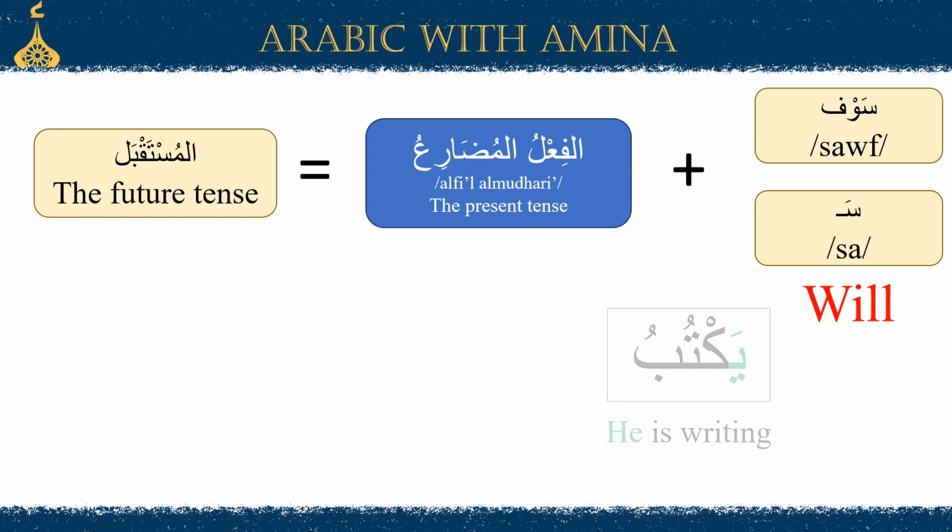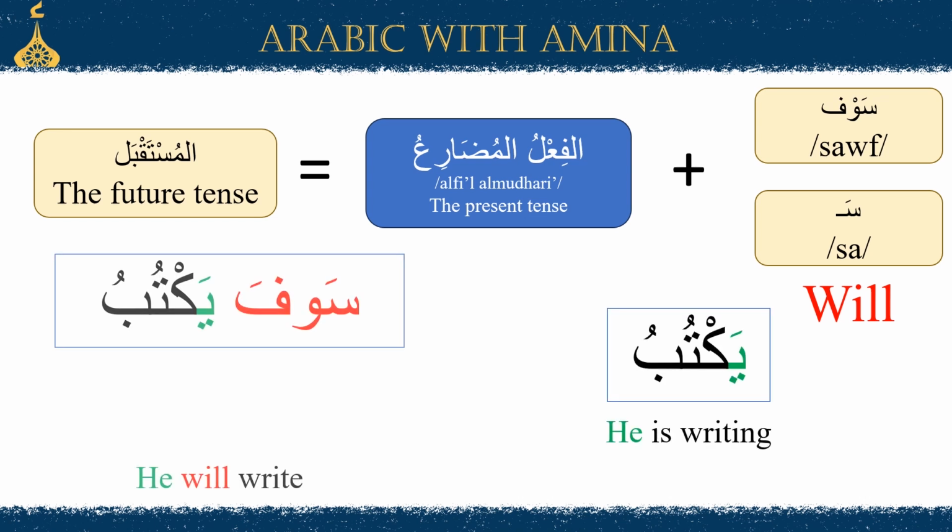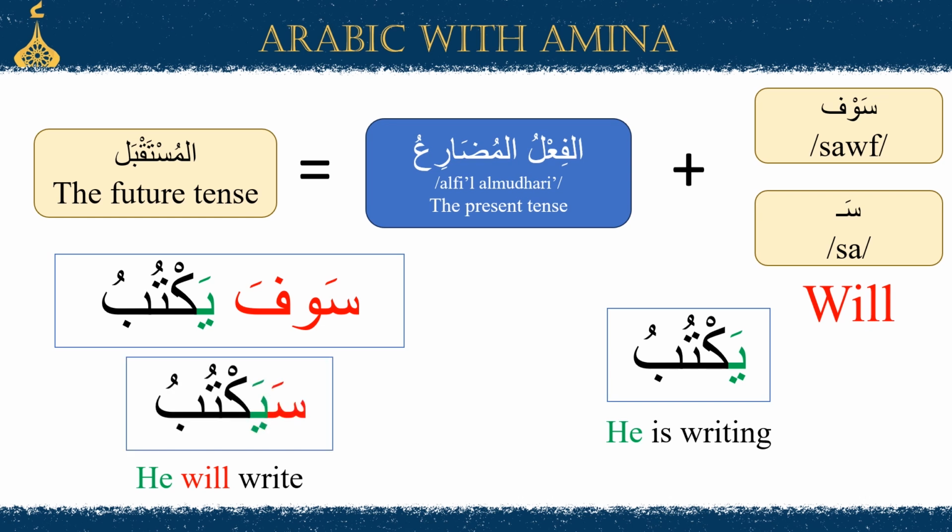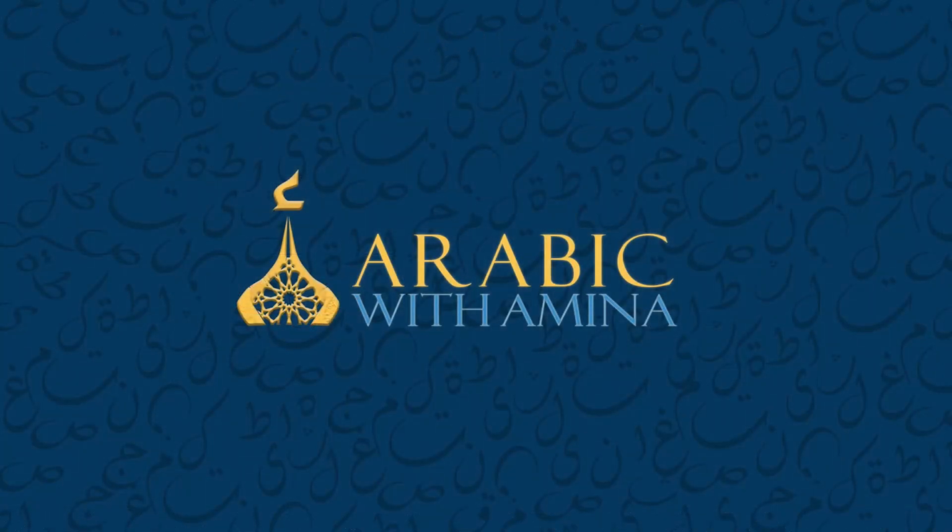Yaktub, sawfa yaktub, he will write, or sayaktub. Both mean he will write, referring to an action to occur in the future. There is no difference in sawf or sin. You can use either method and it would be correct. And that concludes our lesson on the future tense of verbs.